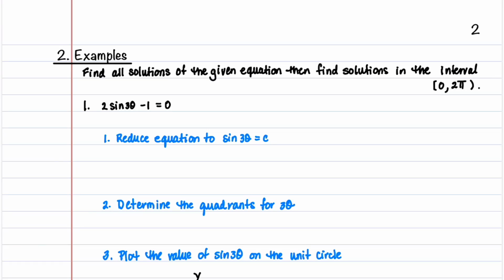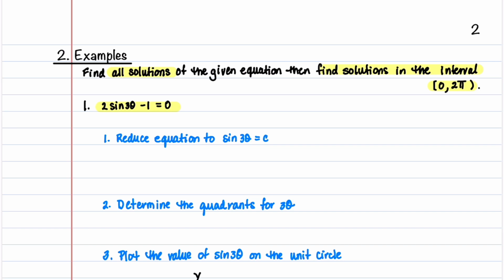In this video, I'm going to show you exactly how to easily find all solutions to this trigonometric equation with multiple angles. We're going to find all solutions of the given equation and then find solutions in the interval from 0 up to 2 pi. The first equation we'll solve is 2 sine 3 theta minus 1 is equal to 0.